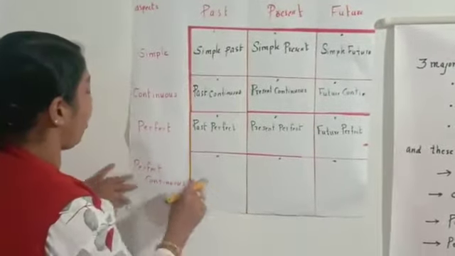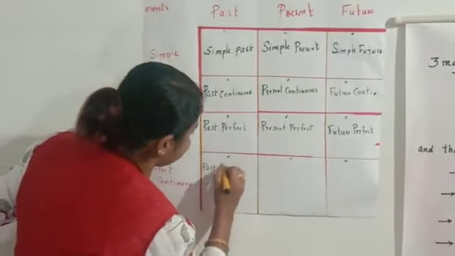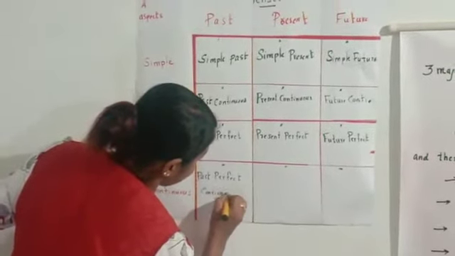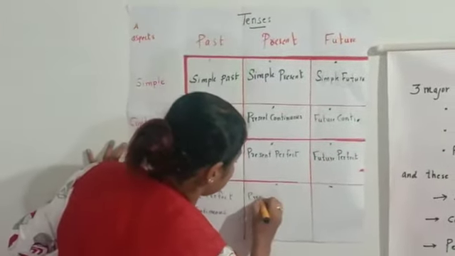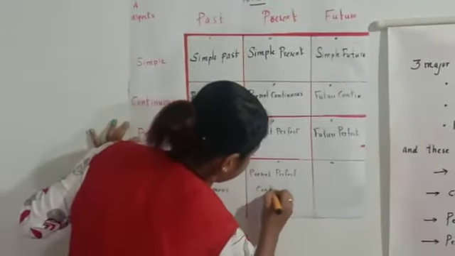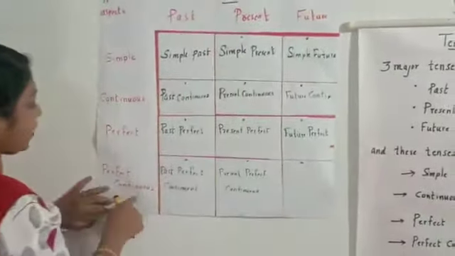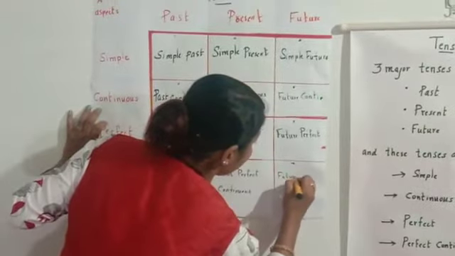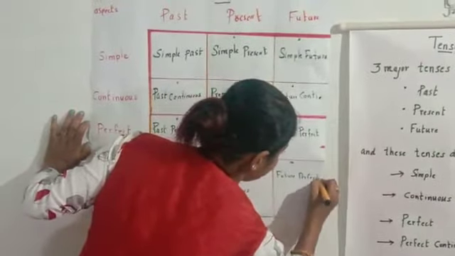Now the last area, perfect continuous and past together. Past perfect continuous. Again, present and perfect continuous. So present perfect continuous. Finally, future, perfect, continuous together you have to join. Write the future here. Future, same. Then present perfect continuous, future perfect continuous.